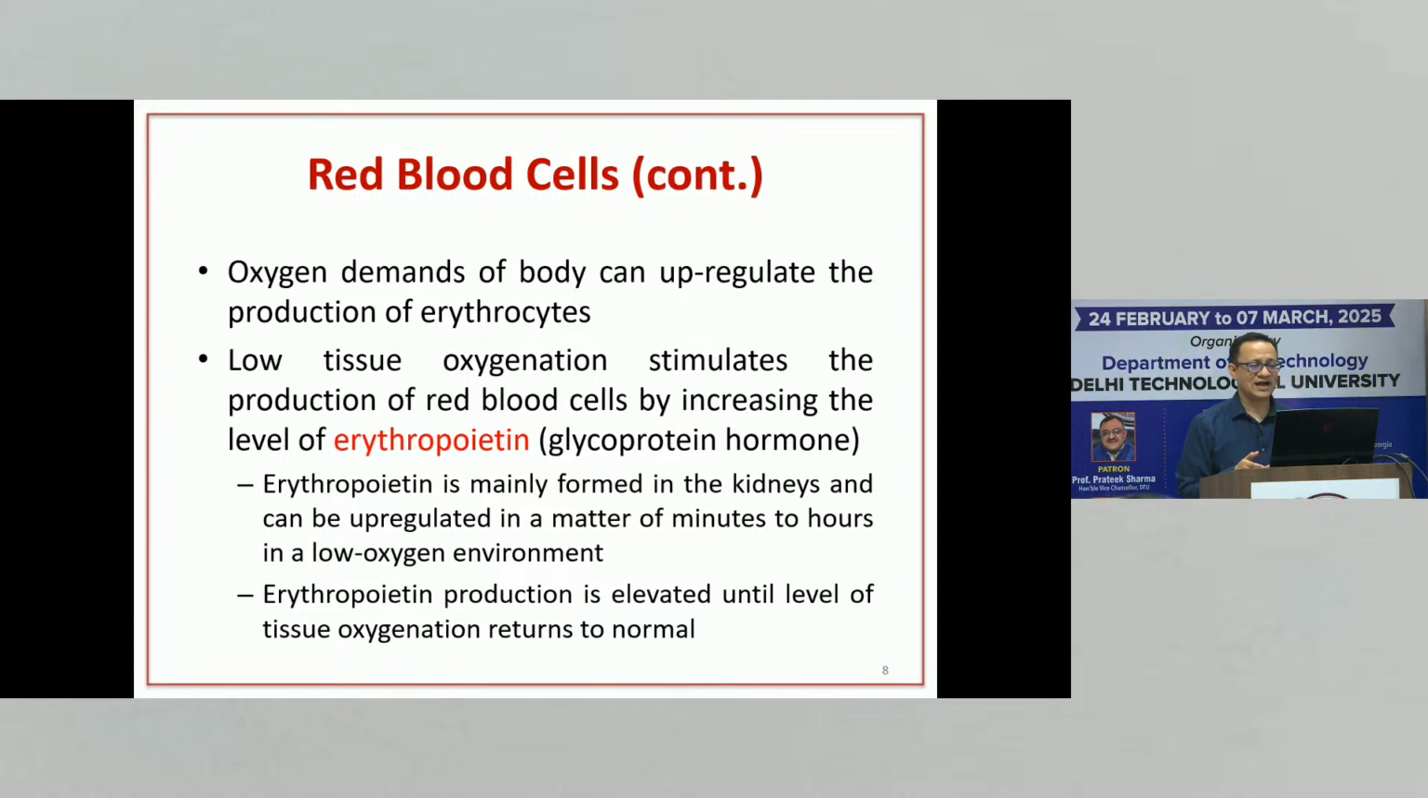Oxygen demands of the body can upregulate production of erythrocytes. So if you are at elevated places where your body is a little bit lacking in oxygen, a signal can be given to the body that, hey, I need more oxygen. They can make more red blood cells, so more oxygen can be carried. Low tissue oxygenation stimulates the production of red blood cells by increasing the level of erythropoietin, which within minutes to hours can upregulate these red blood cells so that the oxygen demand can be taken care of.